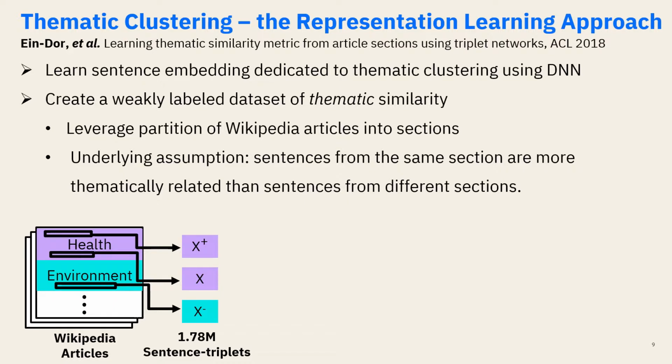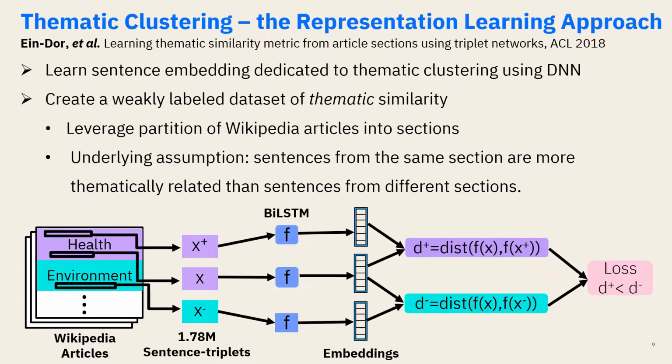Based on this heuristic, we created 1.8 million sentence triplets composed of a pivot sentence, another sentence from the same section, and another sentence from a different section. We used the triplet network to learn the sentence embeddings and used the triplet loss function to encourage the network to embed sentences from the same section closely.